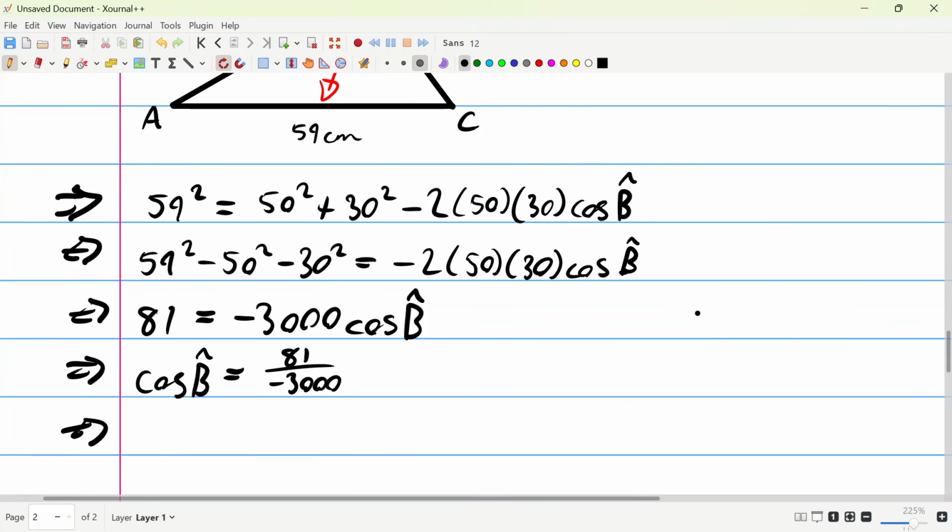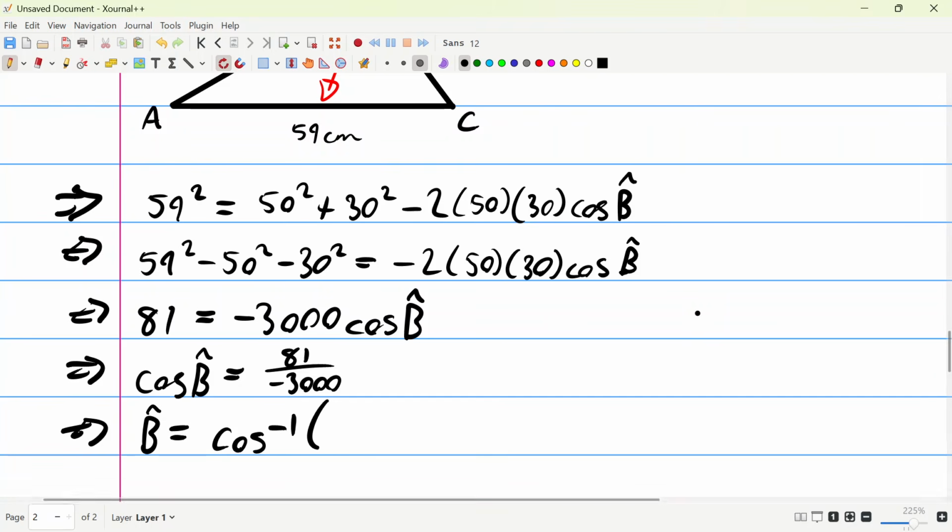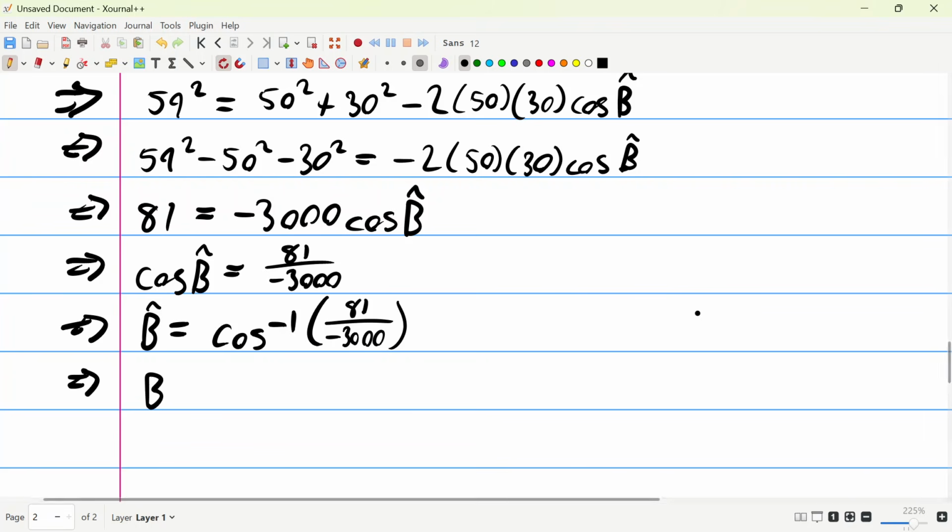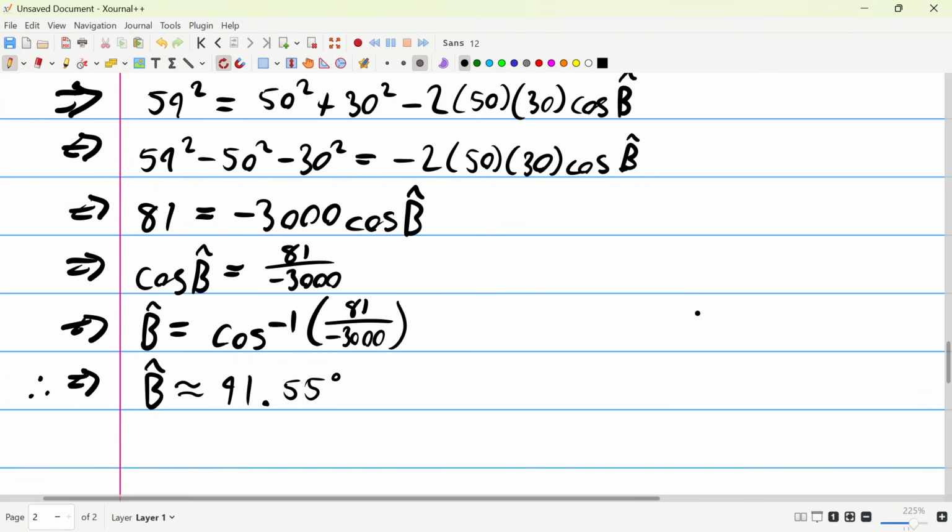And then, if you take the cosine over, you will have B is equal to arc cosine of 81 over negative 3000. And then we'll have to put this on the calculator. So angle B will be equal to arc cosine, which is when you say shift cosine, and then you say 81 divided by negative 3000. And then what you're going to get is approximately 91.55 degrees. Remember, it's an angle, so therefore it's going to approximately be 91.55 degrees.